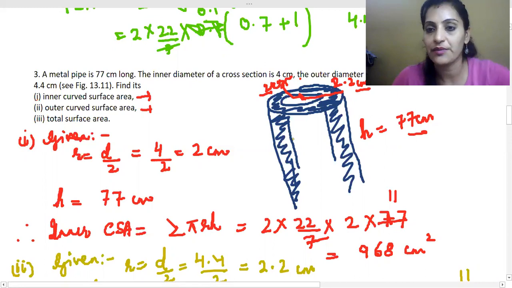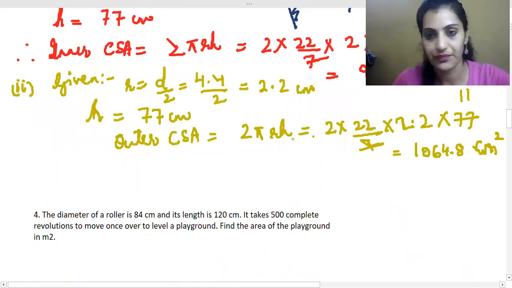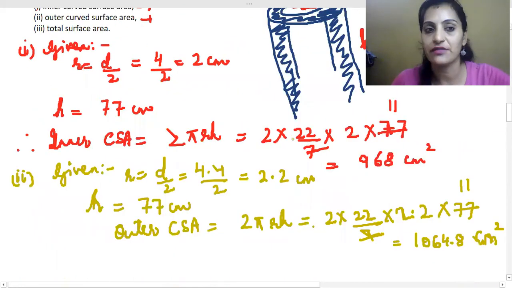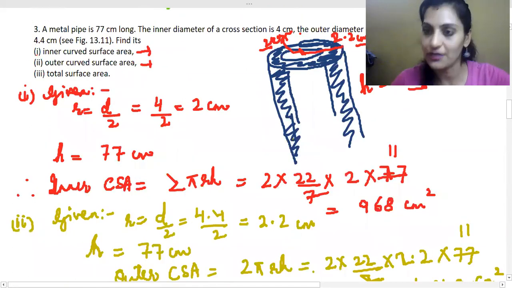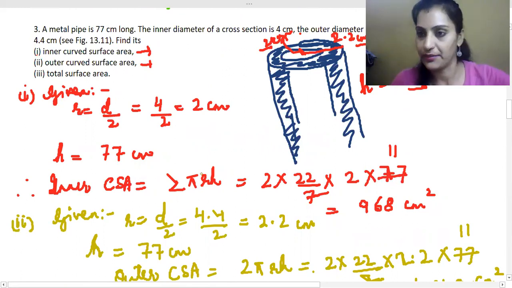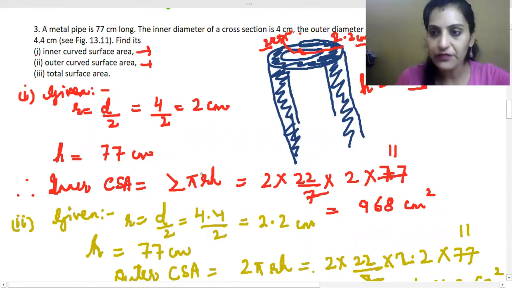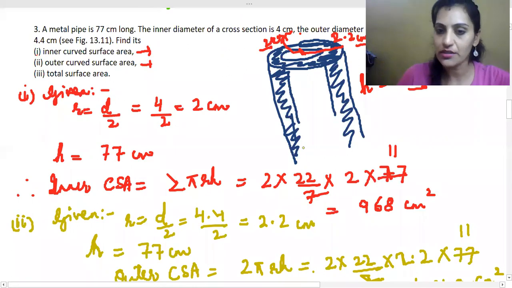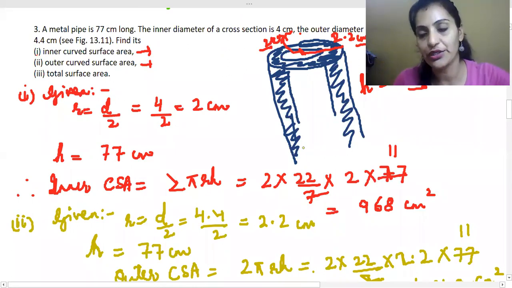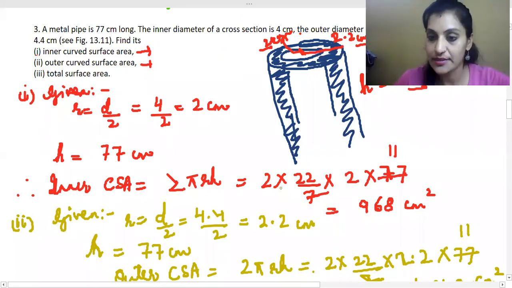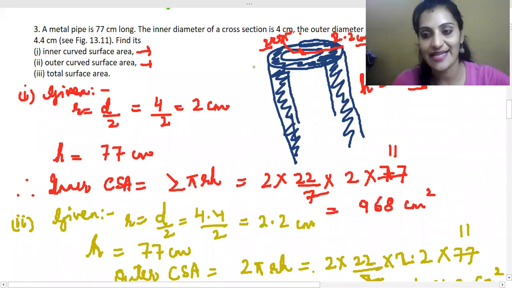total surface area. Okay. So, first of all, when we calculate that inner curved surface area, the R for us will be half of the inner diameter. So, that is 4 by 2 and it became 2 centimeter. And height is 77 centimeter. So, by using the formula for curved surface area, we will use 2 into 22 by 7 into 2 into 77. So, answer is 968 centimeter square.